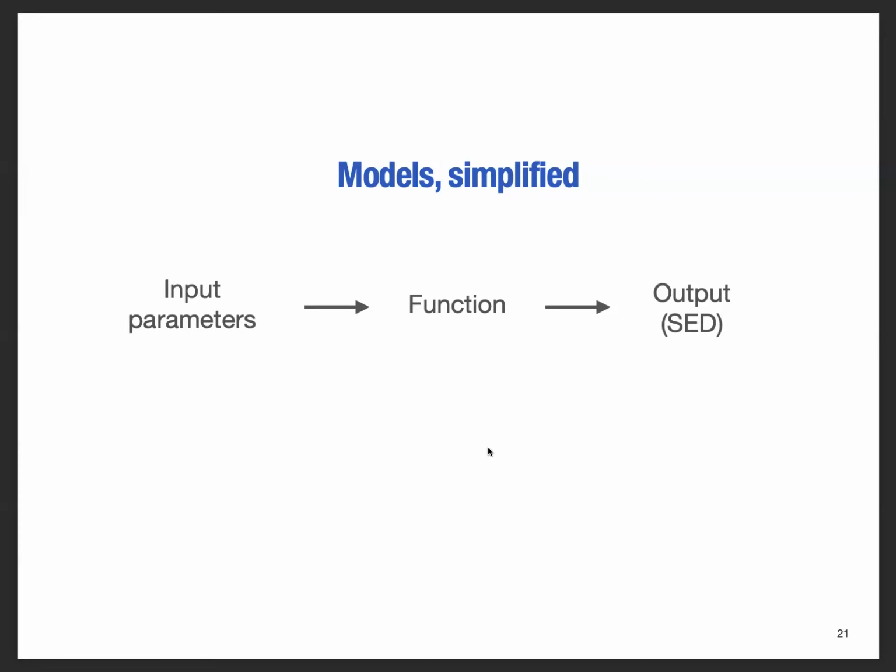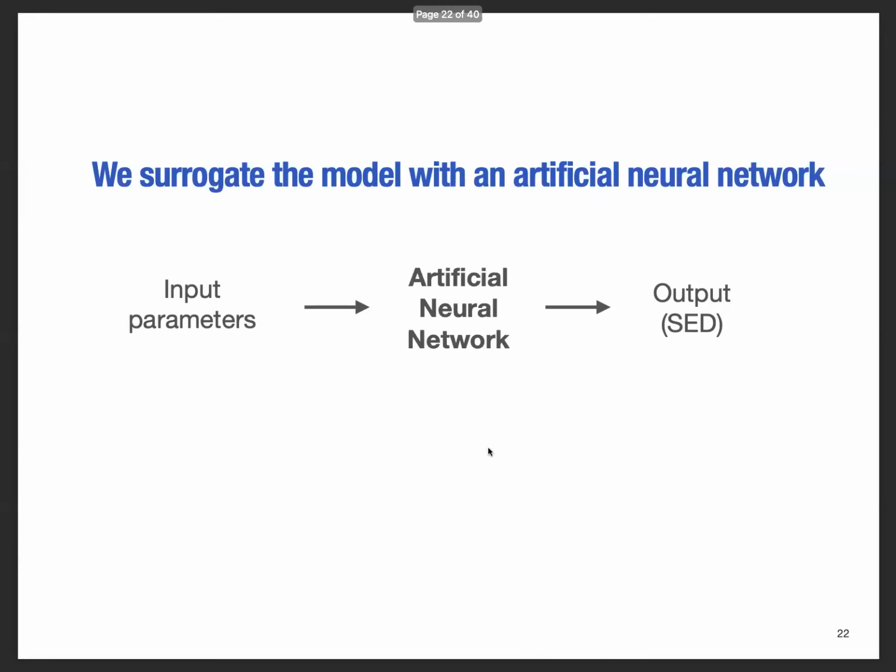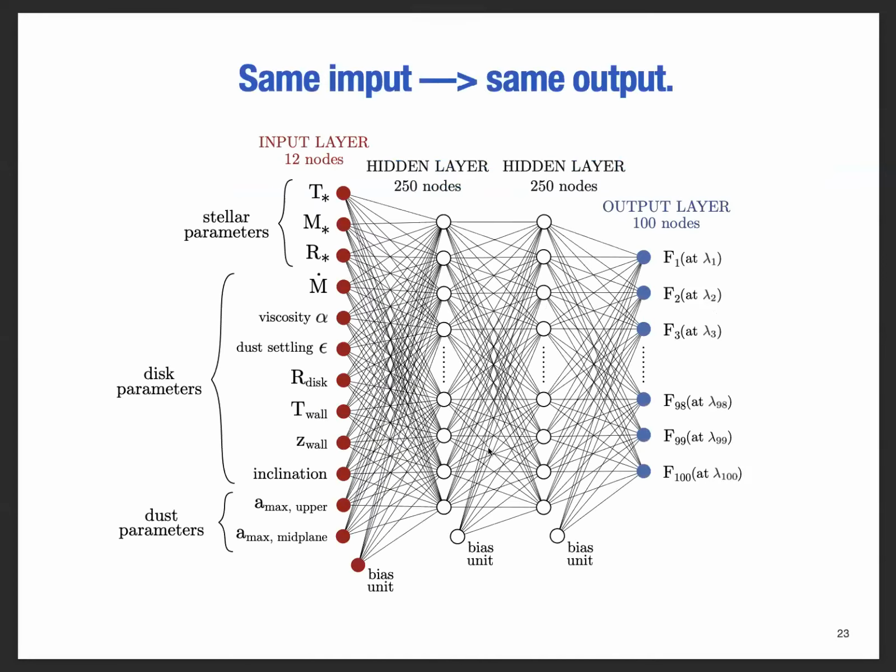And artificial neural networks are very, very good at learning functions. They're universal function approximators, which means that if you make your network complex enough, you can approximate any function. So that was the idea we had. We're gonna try to teach a neural network that very complicated function so that we will give it the same input parameters and we will get the same SED. And for that, the neural network that we created looked something like this.